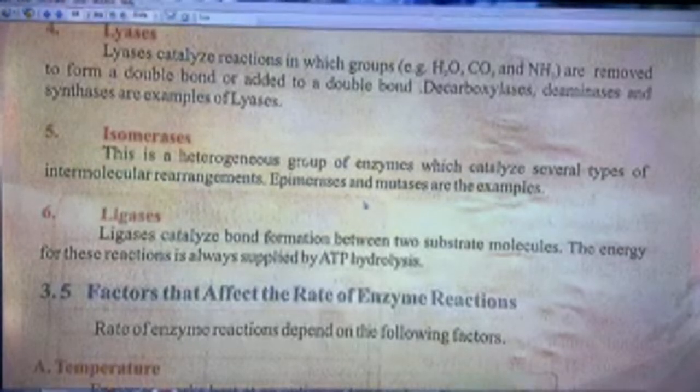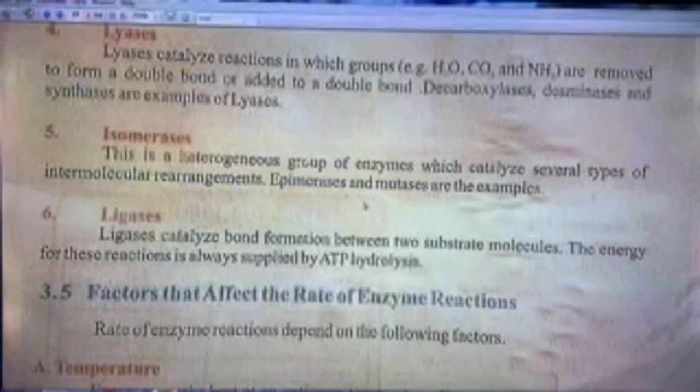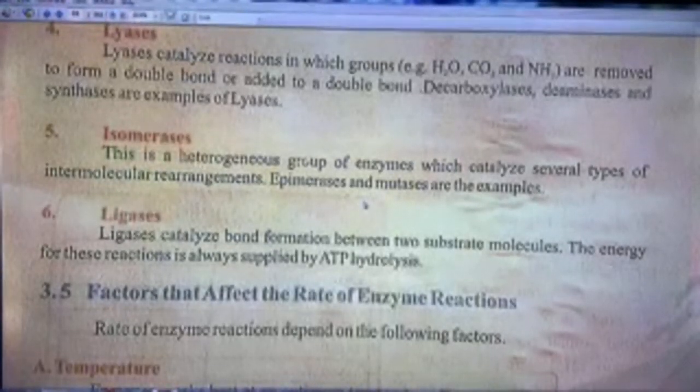Lyases catalyze reactions in which groups such as H2O, CO2, and NH3 are removed to form a double bond, or are added to a double bond. Decarboxylases, deaminases, and synthases are examples of lyases. Isomerases.